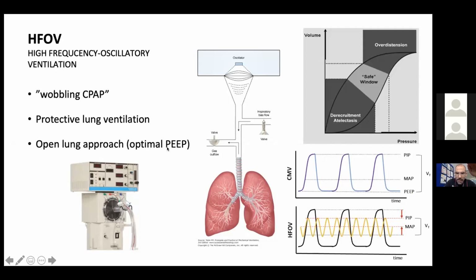Of a gas that is being provided towards the airways. So that gas will provide a certain amount of mean airway pressure, and within this mean airway pressure, you are going to generate vibrations. So you are ventilating with very small tidal volumes, at a very high frequency, and you are ventilating in this area of the hysteresis core, so in the safe window. So you are not allowing the lung to de-recruit, but you also are protecting the lung from over-distension.